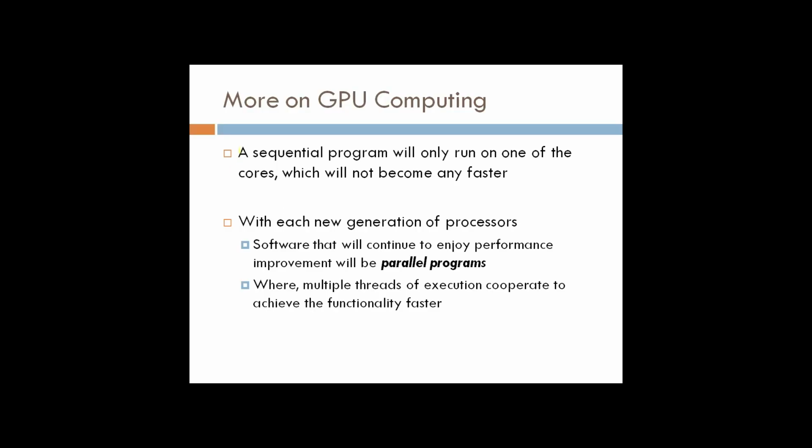If we talk about a sequential program, it will only run on one of the cores, which will not become any faster. So with each new generation of processors, software will continue to enjoy the performance improvement with parallel programs. So a parallel program is a very good option for enhancing the speed of processing of our programs.